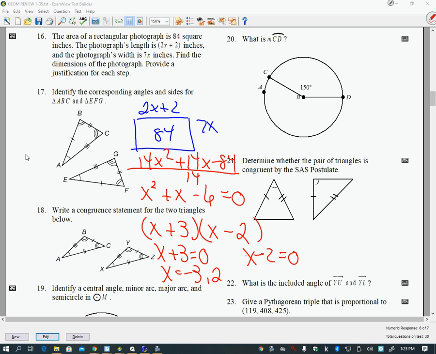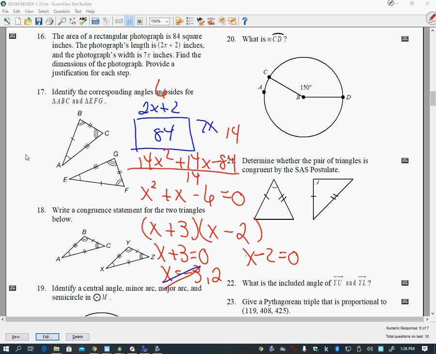-4. Yeah, so can I have a length that's -4? So I can't have x be -3. Okay? So if we're looking for the individual lengths, I should go with 2. 2 times 2 is 4 plus 2 is 6.